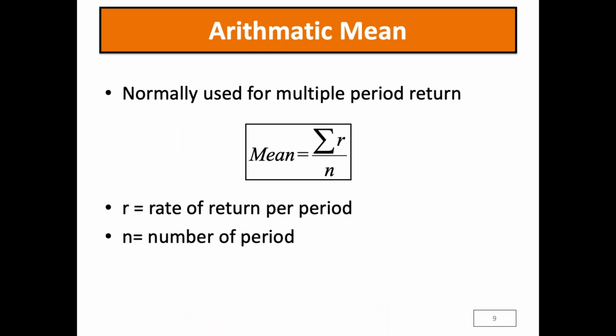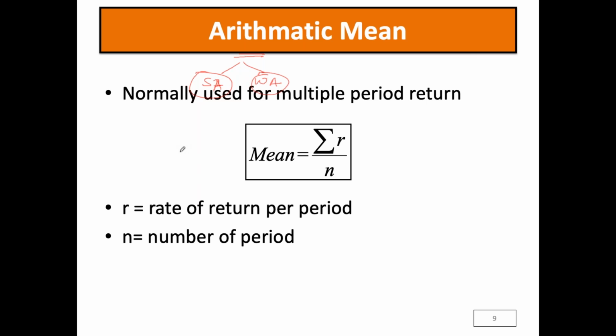If I have been investing for 5 years and I want my per annum rate of return, how do I get to that? So that is the first one, arithmetic mean. Arithmetic mean has two types. First is simple average, another is weighted average. We are going to talk about both.